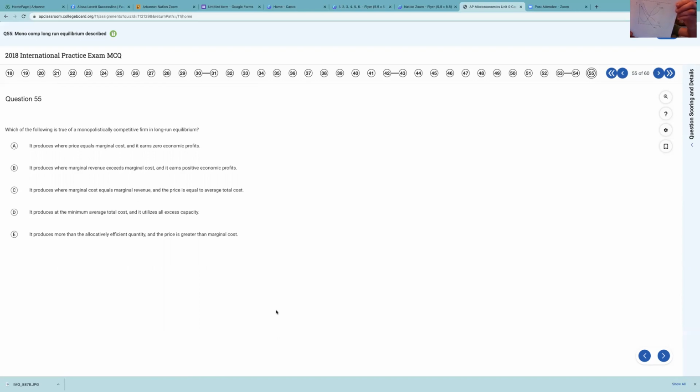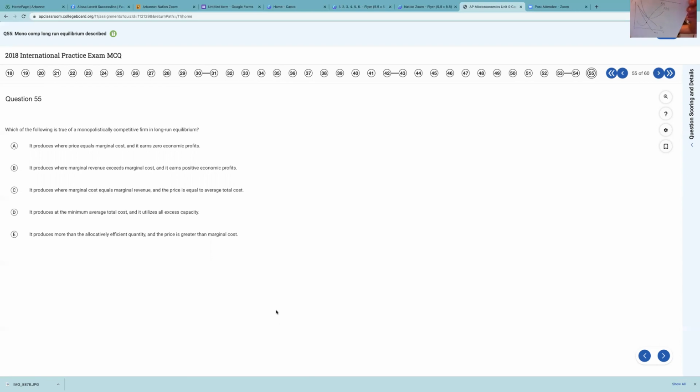It hits its minimum or crosses marginal cost. So which is true? A, it produces where price equals marginal cost. Nope. Where MR hits MC, that is not where price equals marginal cost. Marginal cost is below the price, because marginal revenue is below the demand curve, so it's not A.